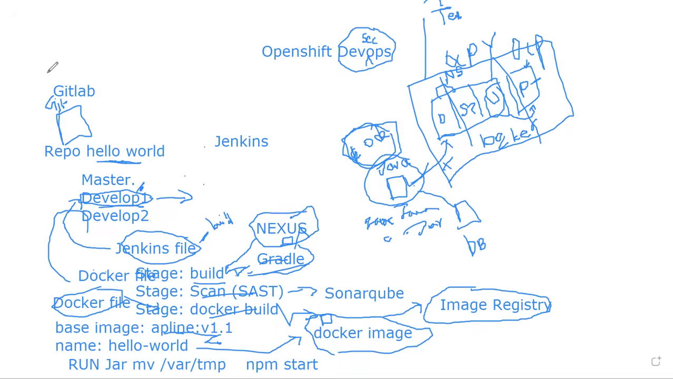And in Red Hat OpenShift, they have their QA registry, QA image registry, which we can use. Or if you are using AWS, it is ECR, or if you are using Azure, it is Azure Container Registry.